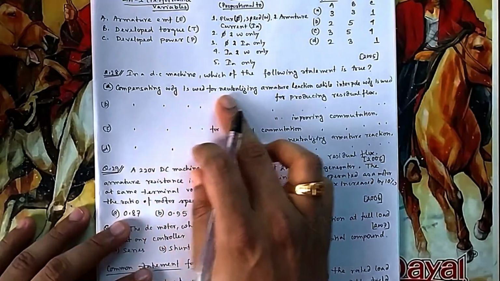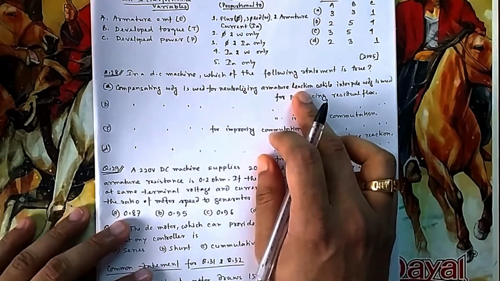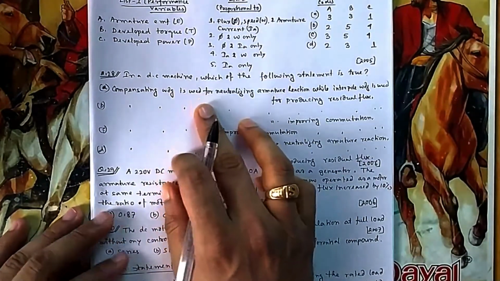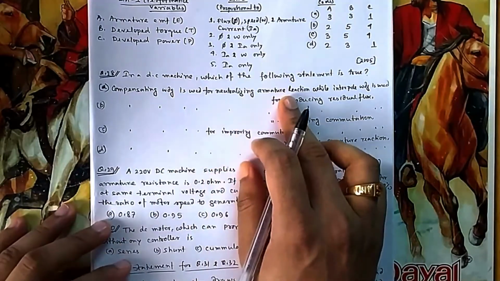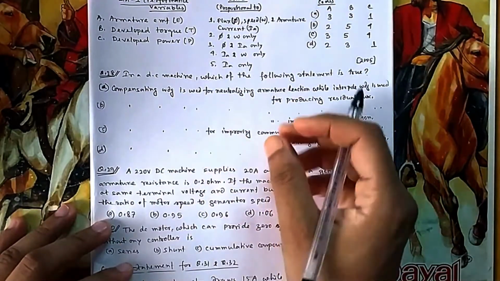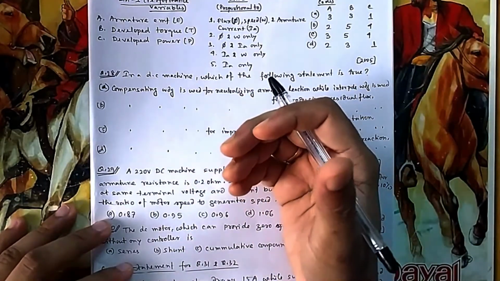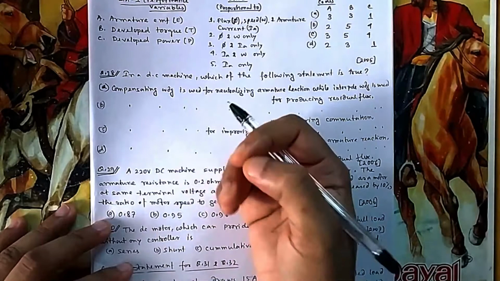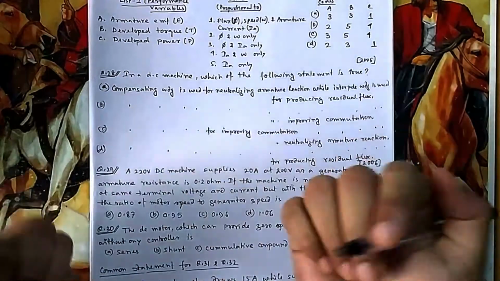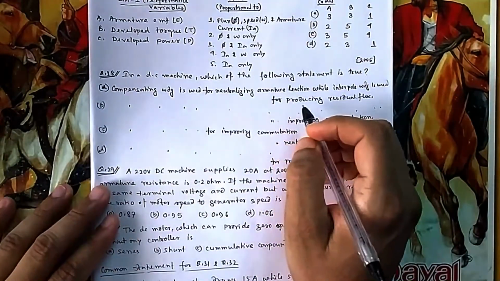The compensating winding is used for neutralizing the armature reaction. This is correct. The compensating winding is connected in series with the armature. It is placed in the pole shoes so that it produces the same magnetic flux as the armature, but in the opposite direction. The connection is given so that they oppose each other and cancel each other, so the armature reaction can be nullified.